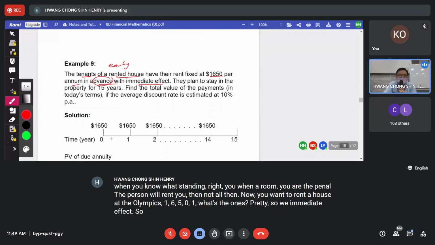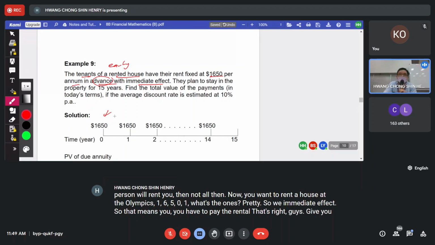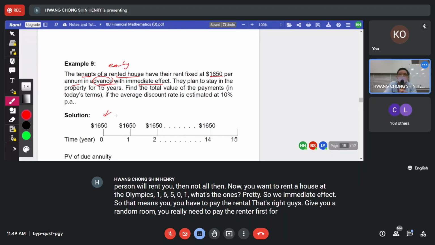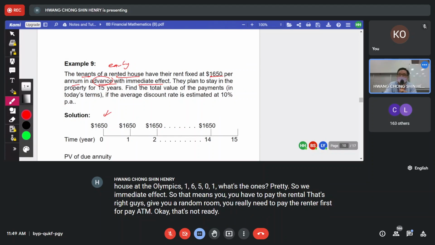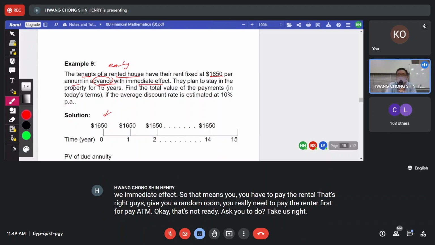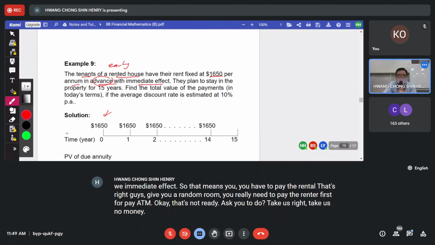So that means you have to pay the rental first, right? Guys, if you rent a room, do you really need to pay the rental first or pay at the end? What does the landlady ask you to do? Pay first, right? Pay first, no money, no talk. Okay. All right. So we start from 0 because it's early.